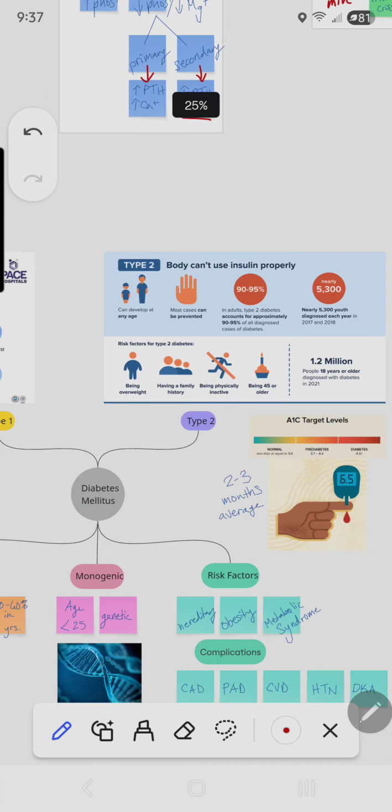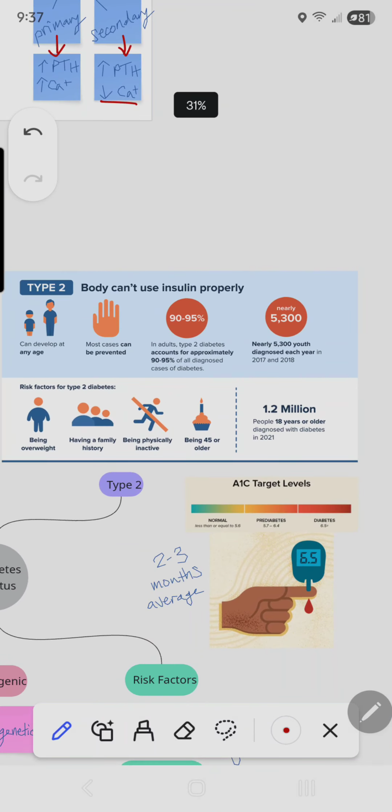Type 2 is a little different. As you can see here, an interesting statistic: 1.2 million people 18 years or older were diagnosed in 2021 for type 2. It accounts for 90 to 95% of all cases, which is pretty significant. It can occur in any age group.